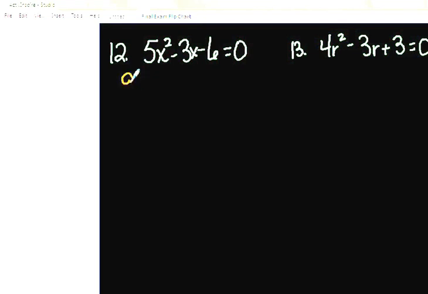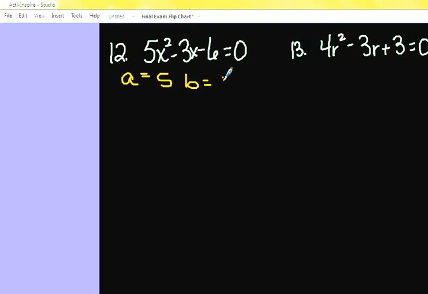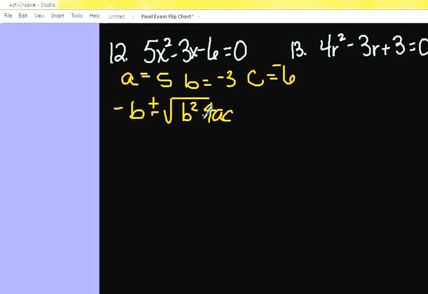And so we have to define a, b, and c. a is going to equal 5. b is equal to -3. And c is equal to -6. Again, I had to inspect it and make sure it was set equal to 0. And then I'm going to plug it into the negative b, plus and minus the square root of b squared minus 4ac. You guys have to memorize this. And that's all over 2a.